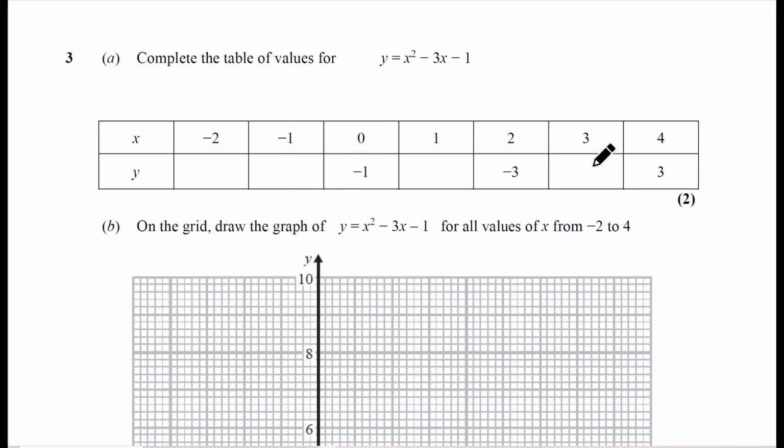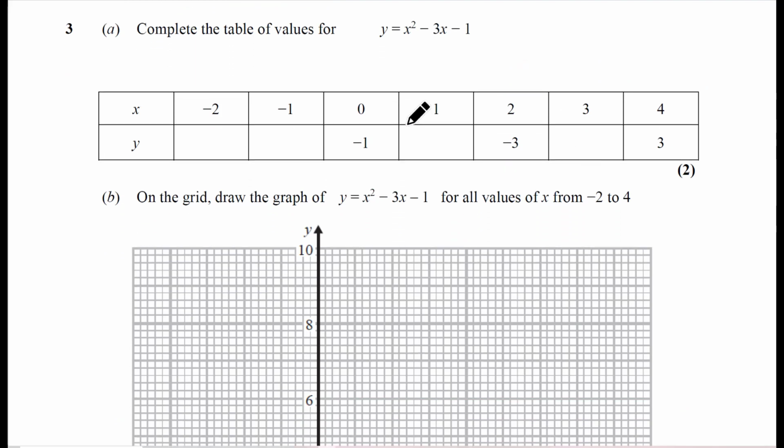Okay, let's go on to question 3. It is a quadratic on non-calculator. So, because the highest power here is squared, we just substitute, do that any way you want. So when x equals 1, I always start with the positive numbers. We're going to get 1 squared minus 3 times 1, which is 3 minus 1. So it's going to be 1 minus 3 minus 1. That's going to be minus 3.